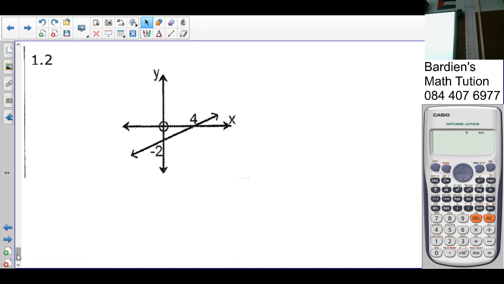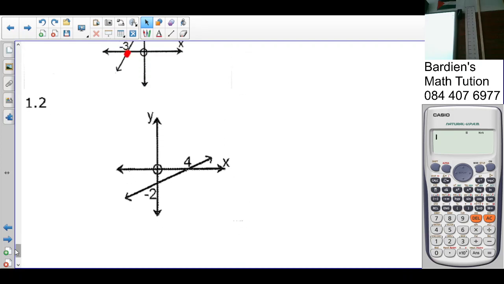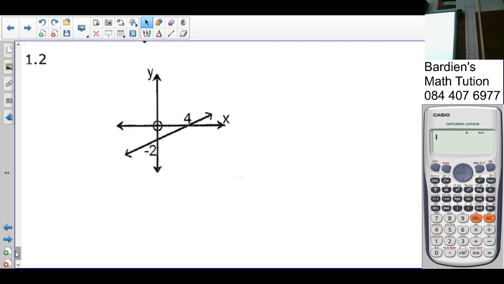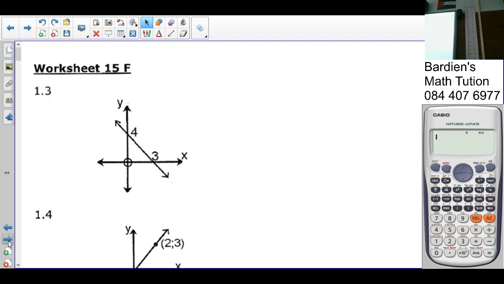Let's look at the next question. You all okay? That's going to be the same. Alright, so write your equation here. y is equal to a half x minus 2. Okay? Let's go to the next worksheet, next question.